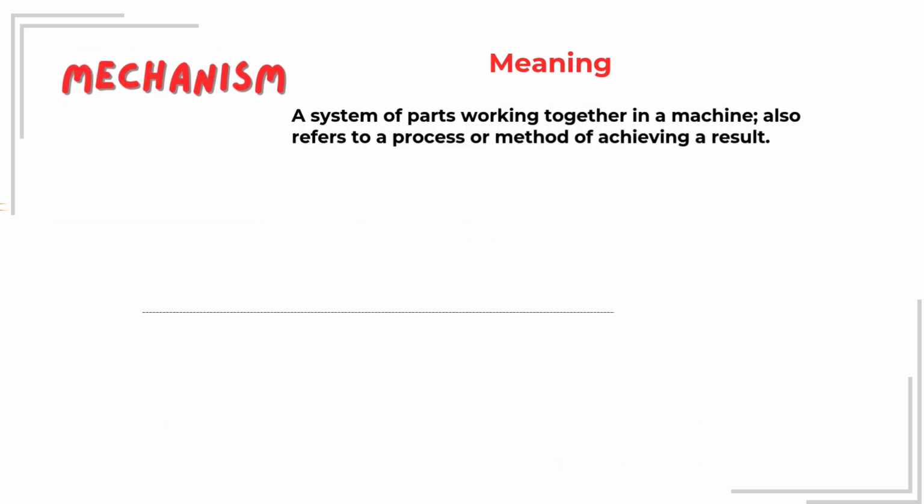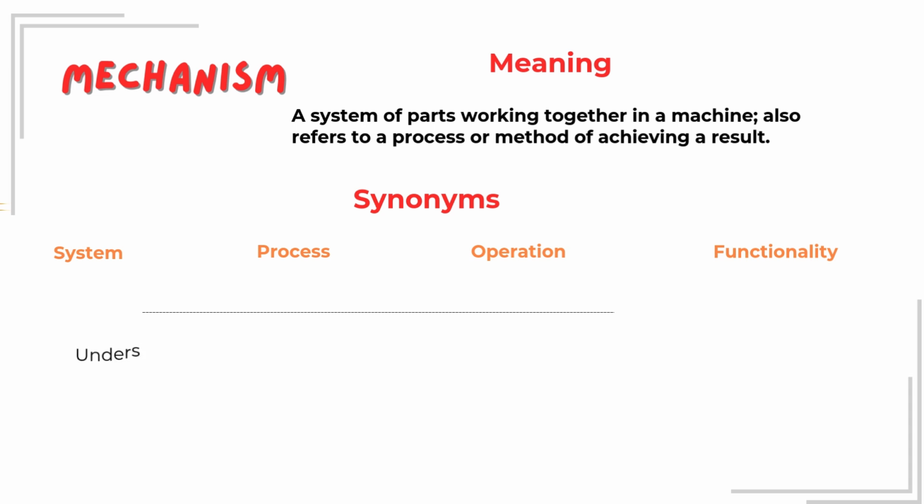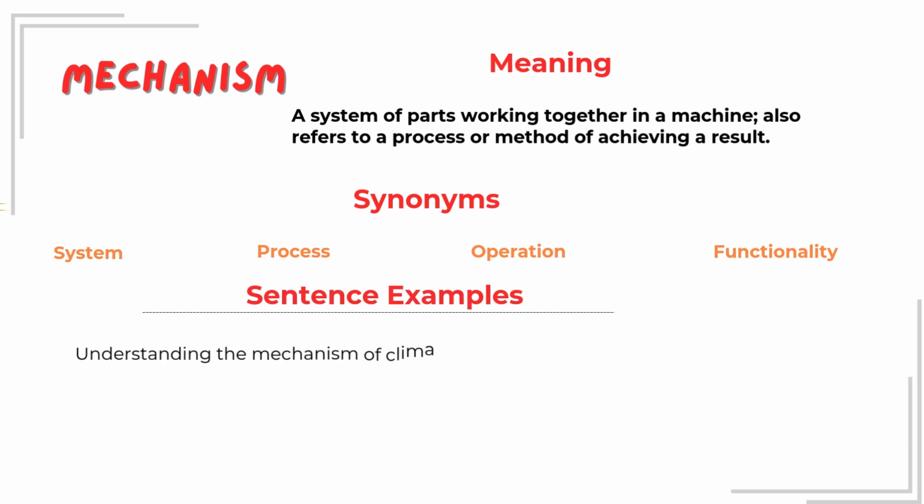Mechanism. A system of parts working together in a machine, also refers to a process or method of achieving a result. System. Process. Operation. Functionality. Understanding the mechanism of climate change is crucial for developing effective policies.